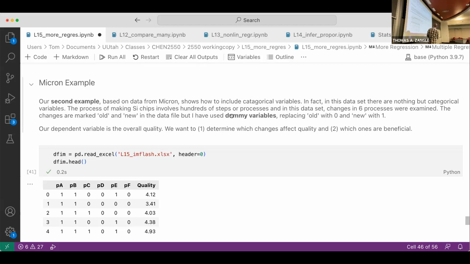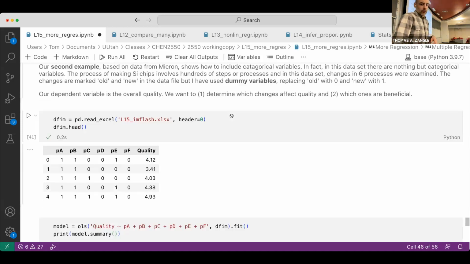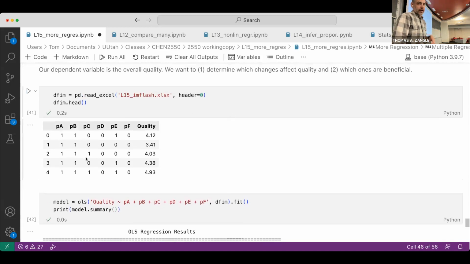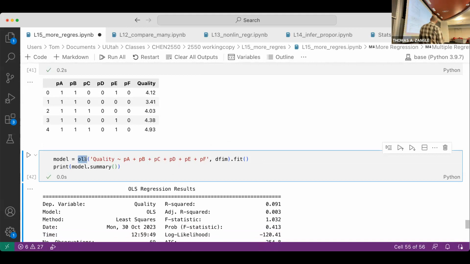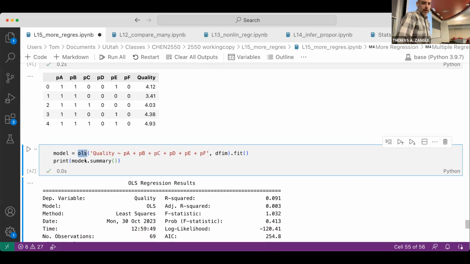Yeah, we want to know which changes affect quality and which ones are beneficial. And we're doing so with categorical data, right? So we don't actually have some kind of input measurement for each of these. We're just trying to see if for a 0 or a 1, old or new, which ones are actually going to work. So again, we're going to use OLS on this data, which is loaded into a pandas data frame. And now our model is quality as a function of all of our different process variables, which again are coded as 0 or 1 for old versus new.